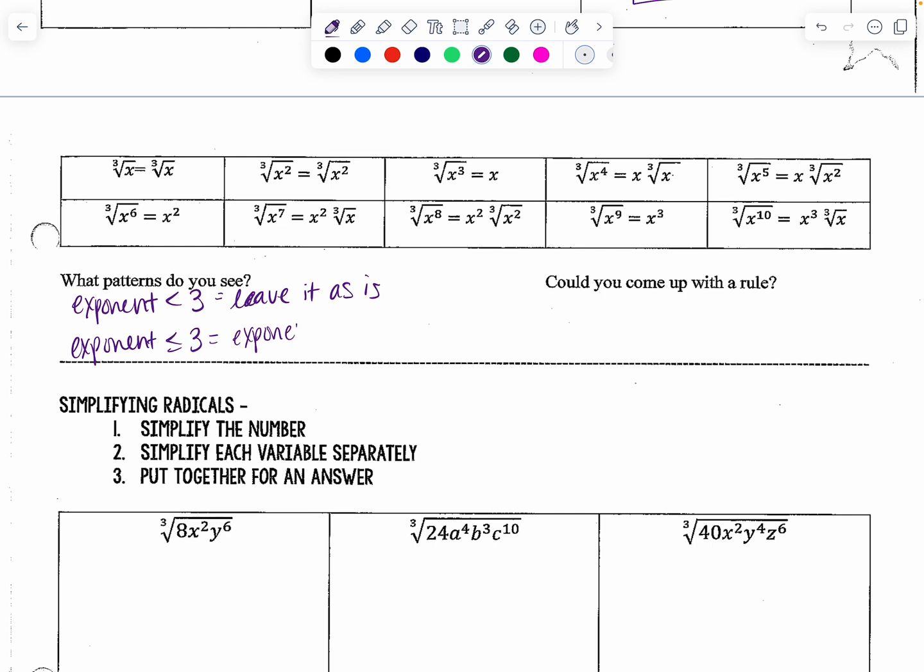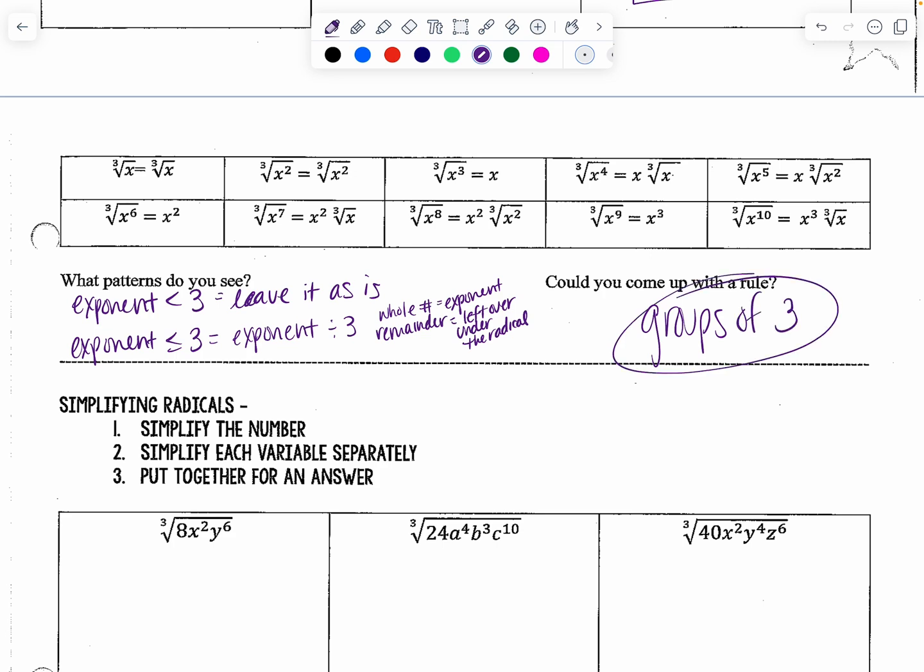Now, if your exponent is greater than or equal to 3, then you're going to take your exponent and divide by 3. And then remember the whole number part. So the whole number becomes your exponent on the outside, and then your remainder is what's left over right under the radical. So this is exactly like the other video, only now instead of looking for pairs, we're looking for 3 of a kind. All right, so we're looking for groups of 3.